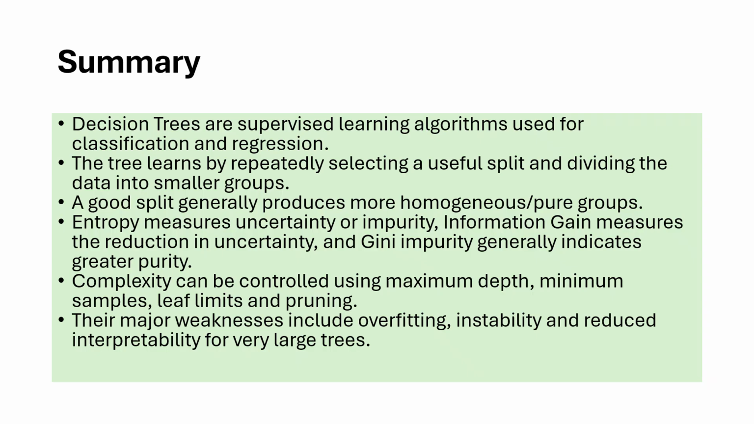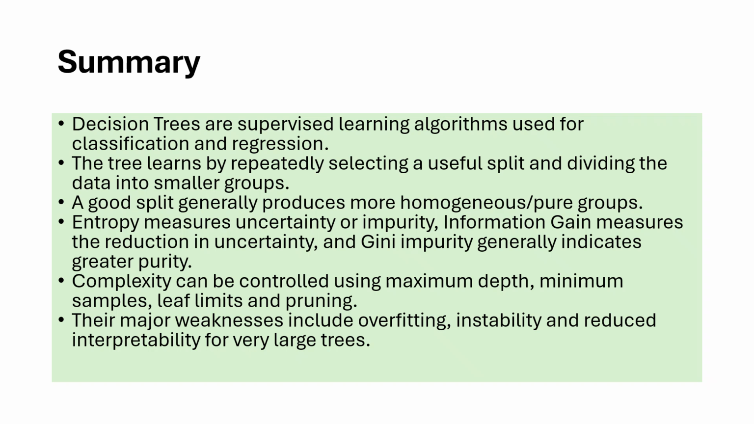So with this, let's look at the summary. Decision trees are, as we said, a supervised learning algorithm. They can be used for both classification and regression. You use the trees repeatedly. You start with the whole data set and split repeatedly into smaller groups. A good split generally produces a more homogeneous cluster or pure group.